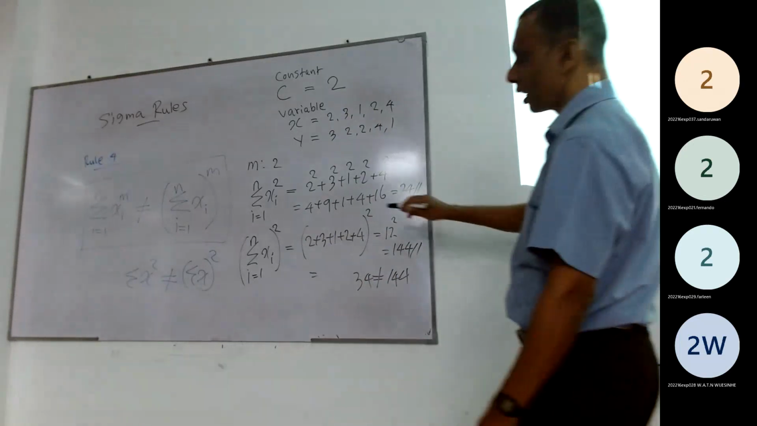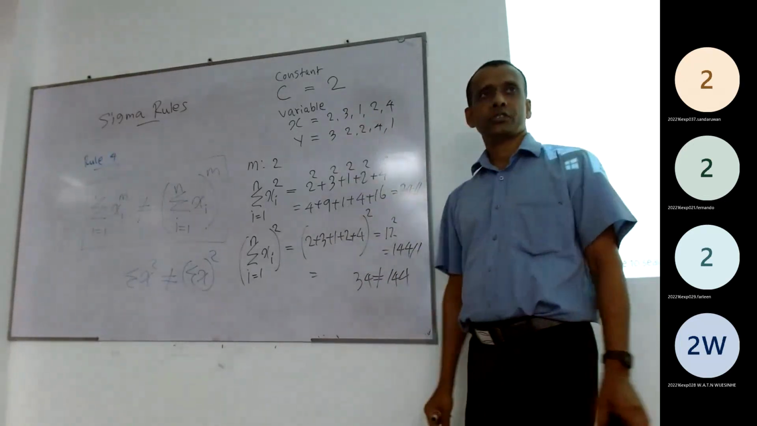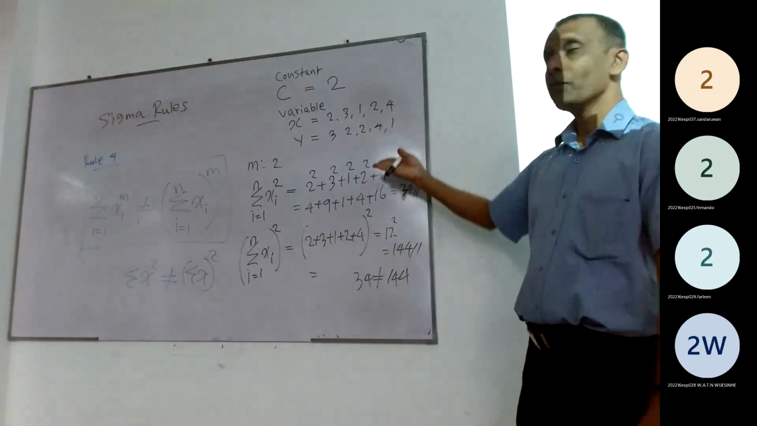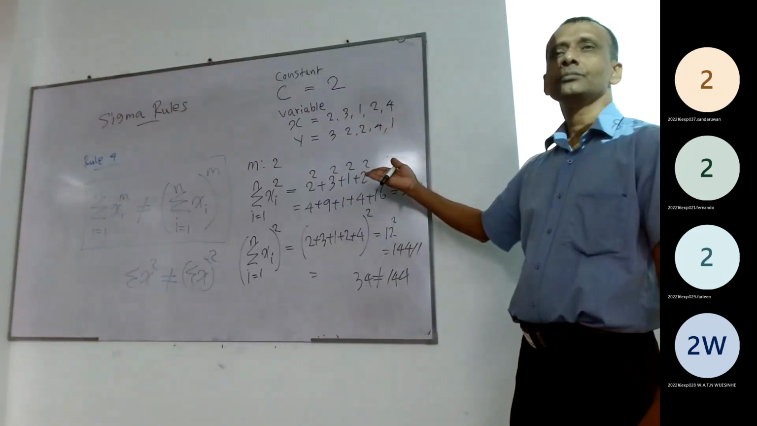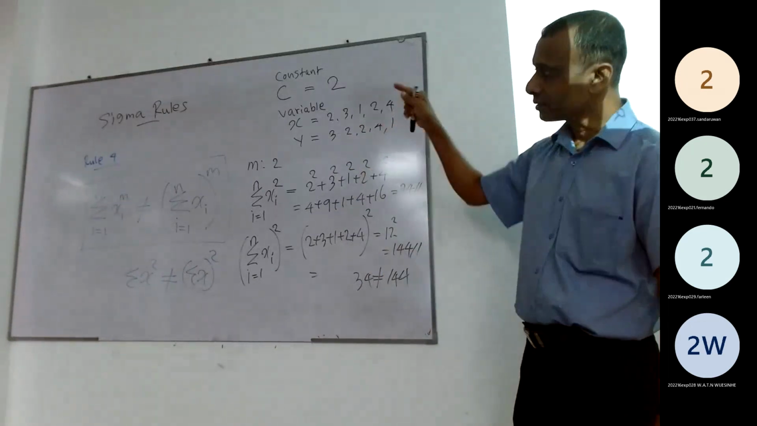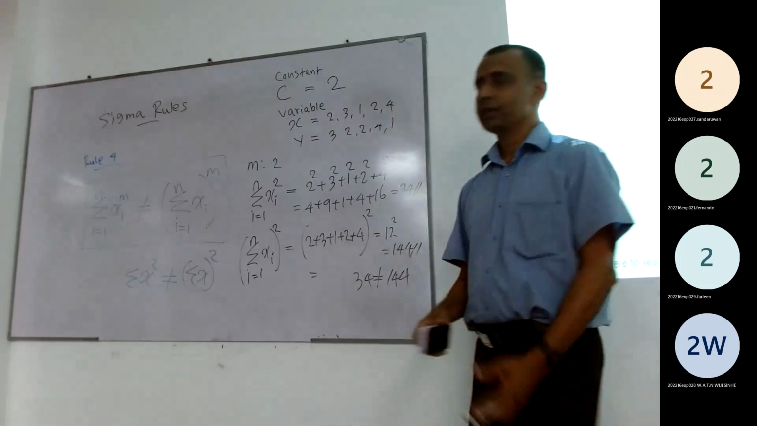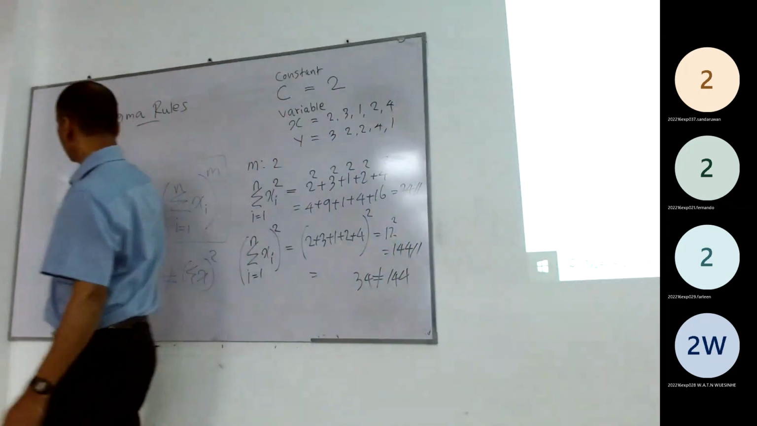Right, so far we discussed one variable and one constant. If you handle two or more variables, again, you practice. That's rule 5. Now we study rule 1.